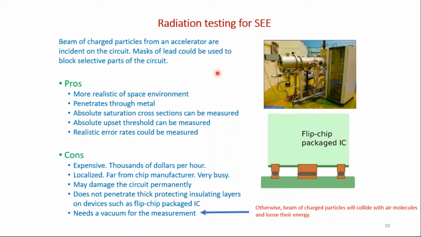But on the downside, getting an appointment for a particle accelerator could be a lengthy wait. You may need to wait a few months to get your appointment to go there. It's also very expensive, thousands of dollars per hour. It could damage the circuit permanently, and it does not penetrate through thick layers of insulators. For example, in a flip chip packaged IC, as you can see here, there's a thick layer of insulator, so the charged particle cannot penetrate through this and reach the sensitive part of the circuit. It also needs a vacuum for the measurement, because otherwise the charged particles would collide with the air molecules and lose their energy.